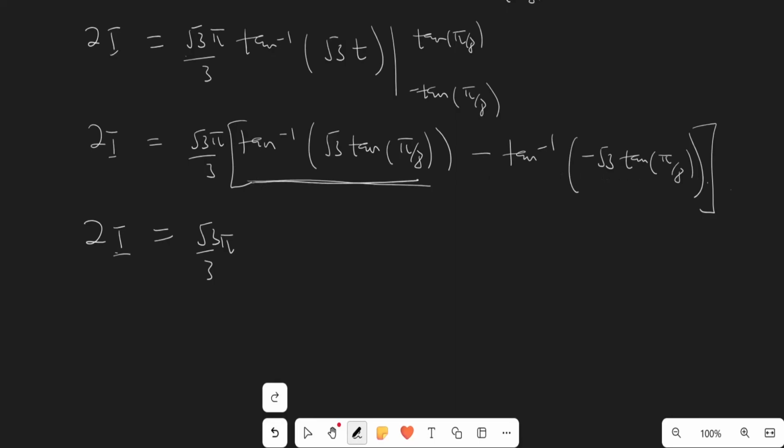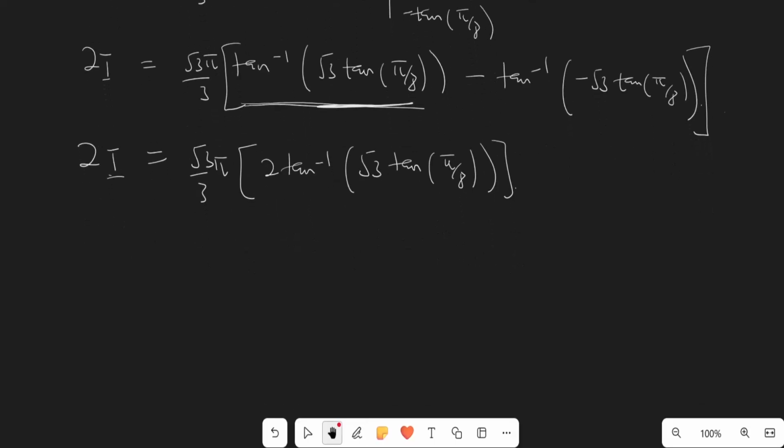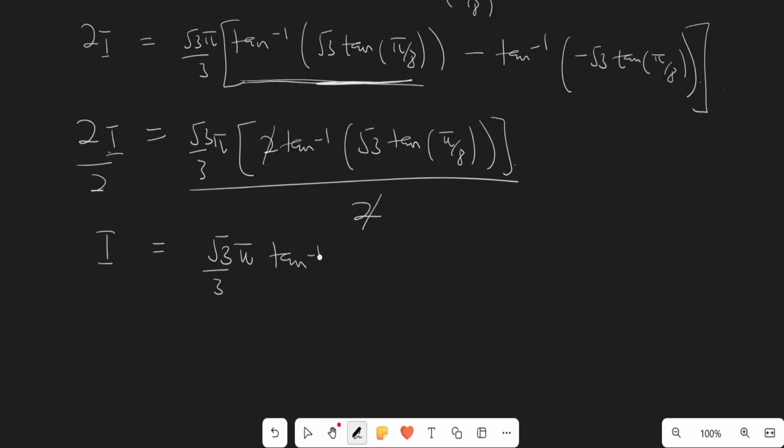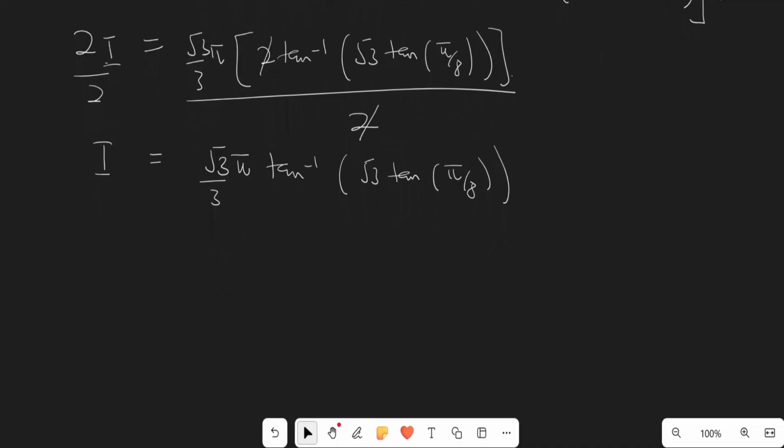And now I just sum two of these. So that is going to be 2 times the tan inverse of the square root of 3 tan of pi over 8, like this. So in the end, you have to divide by 2. Dividing by 2, this will cancel this. And that is going to be I equal to the square root of 3 over 3 pi here, and then tan inverse of the square root of 3 tan of pi over 8. So this is the value of our integral.